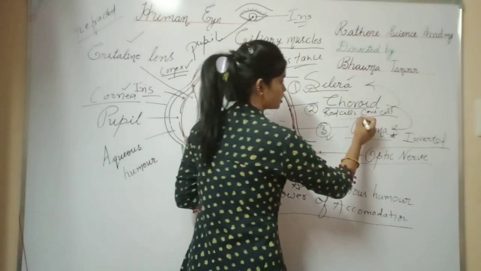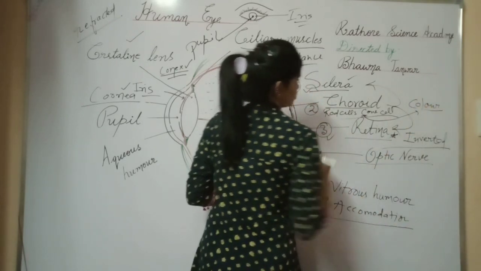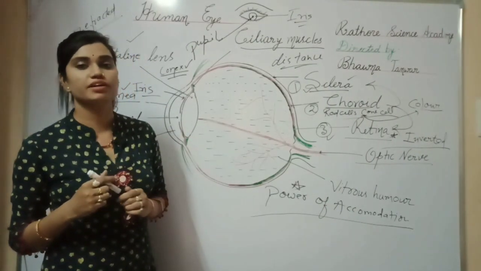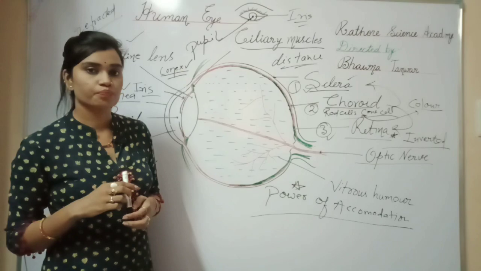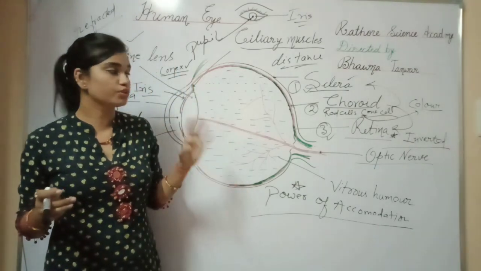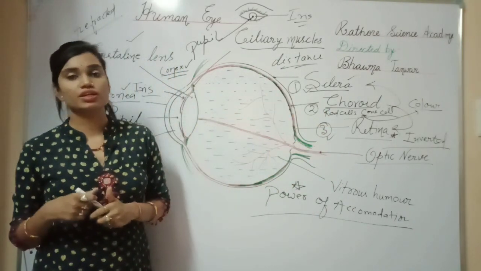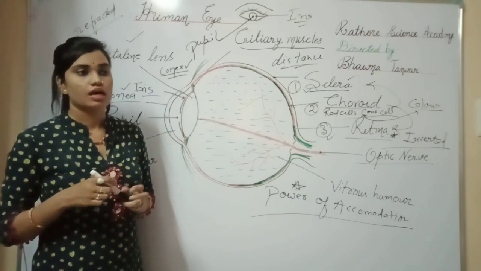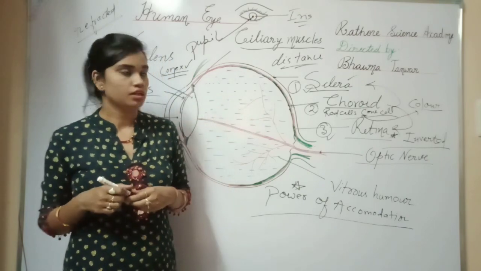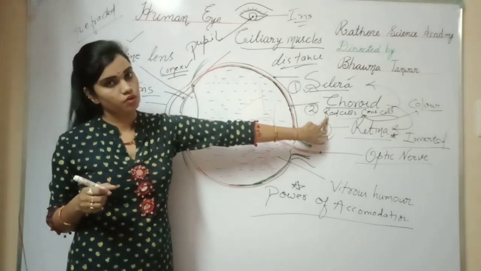How will you remember? C for cone and C for color. So they help in identifying color. Whatever colorful objects we see in the daytime, cone cells are active at that time. And at night time when the lights are off, if in dim light we are able to see some grayish object, rod cells are active.